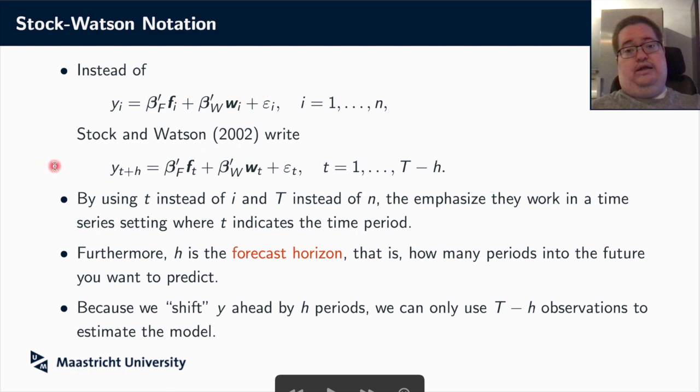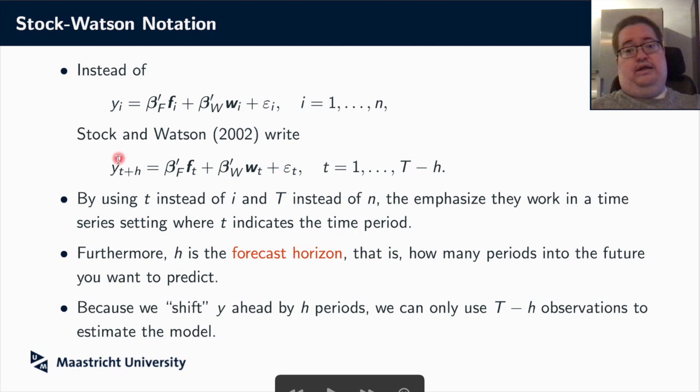So there are several things that are different here. First, they use T instead of I, and capital T instead of N. Now, this is not a big change. This is simply because they really look at this in a time series setting, because they propose it from an economic point of view. This, of course, is easily managed in our setup as well. We just call it I because we're not necessarily working in time series. And in fact, you could do the factor model in different settings than time series. But since they work in time series, they call it small t.